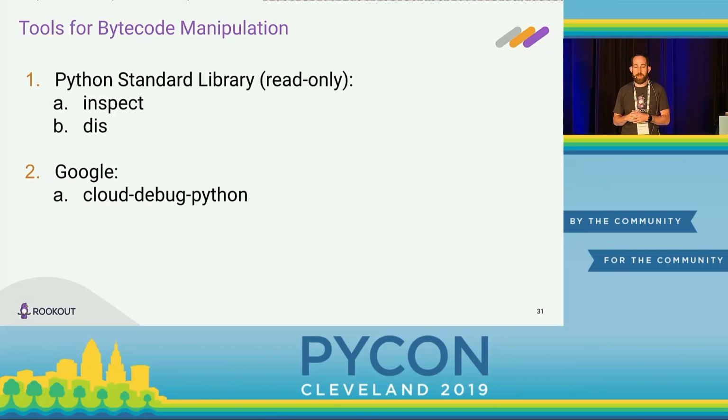The second package is dis. This is short for disassemble, and it allows you to take those ugly strings we've seen and make them into something a bit more human readable.